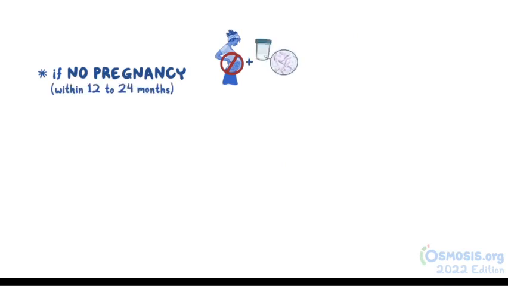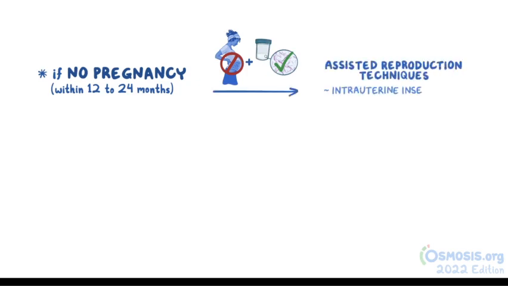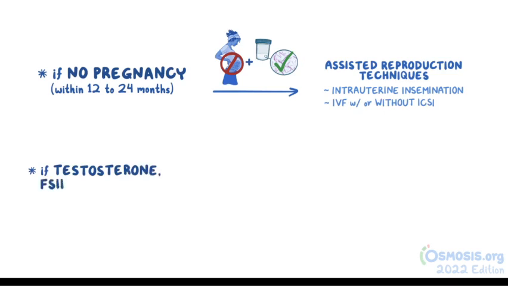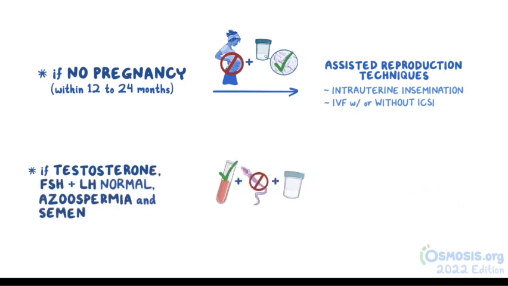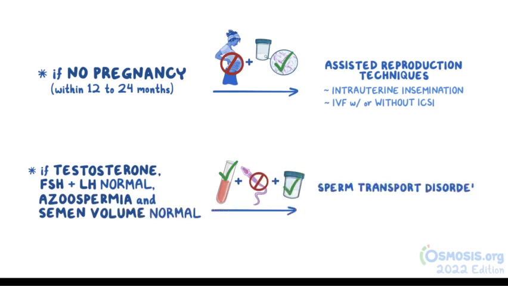If pregnancy does not occur spontaneously within 12 to 24 months of achieving any sperm in the ejaculate during treatment, the next options are assisted reproduction techniques, like intrauterine insemination and IVF with or without ICSI. If serum testosterone, FSH, and LH are normal in the presence of azoospermia and the testicular semen volume is normal, the most likely diagnosis is a sperm transport disorder, which includes obstructive azoospermia as well as retrograde ejaculation.